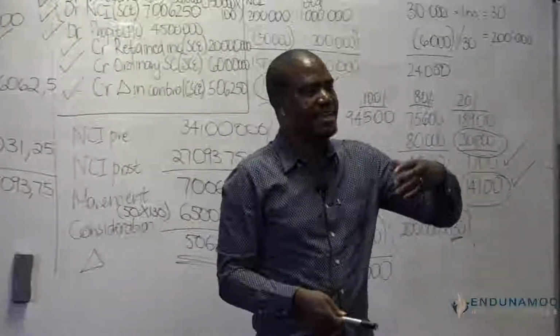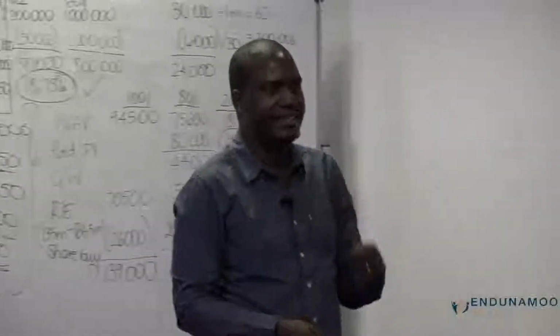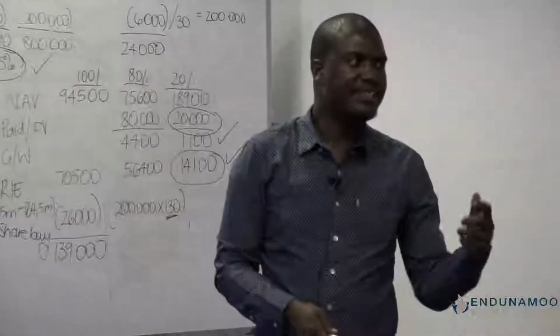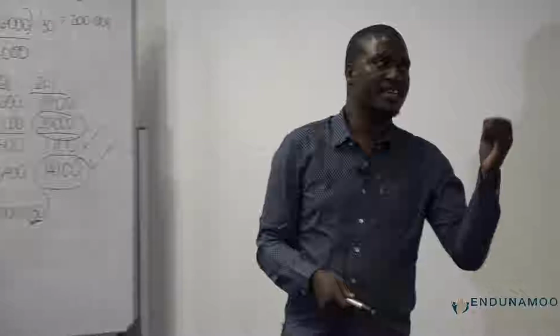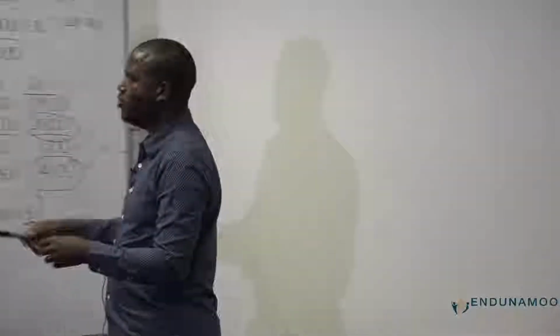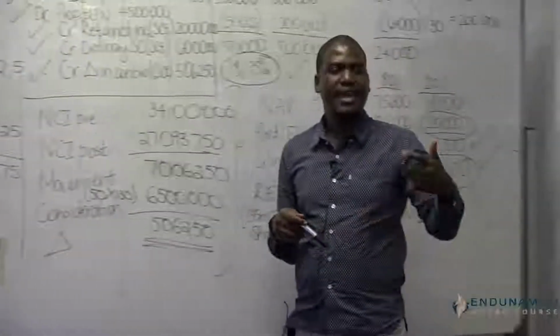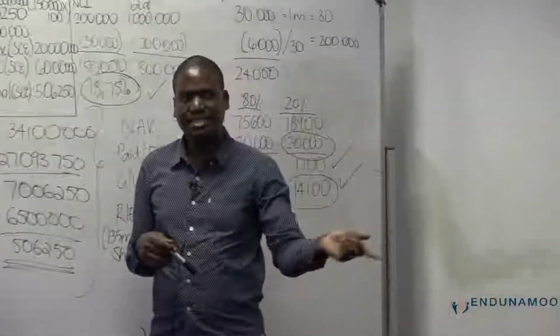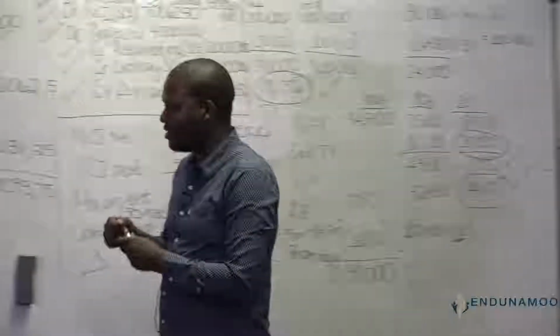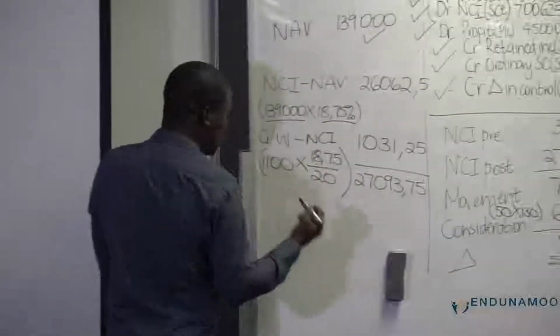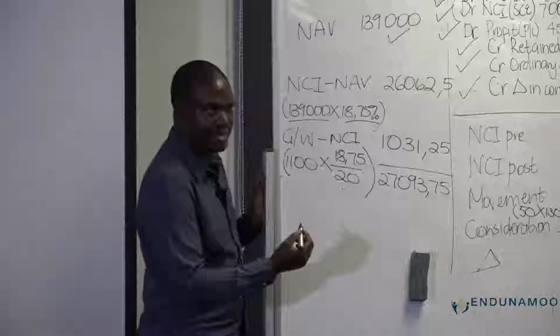Is NCI increasing or is NCI decreasing? If NCI is decreasing, they will sell a portion of what? They will sell a portion of their goodwill to the parent. So they will now be left with their new shareholding's goodwill over the old shareholding. Had they increased in terms of holding, then you would have said they have bought the parent's goodwill.